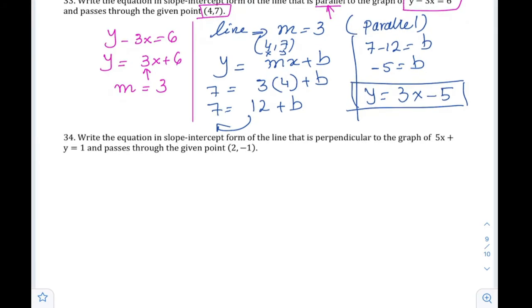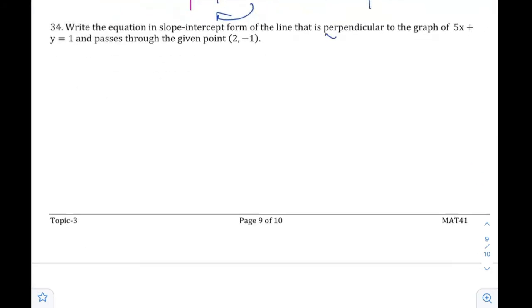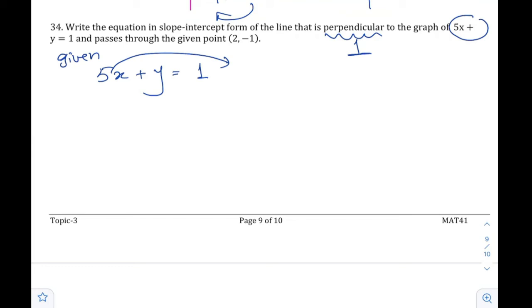Now, what if you have to write the equation in slope-intercept form for a line that is perpendicular to this line? So we have 5x plus y equals 1 given. So let's find the slope of the given line. I will write it in slope-intercept form. I'll find the slope of the given line, which is -5.